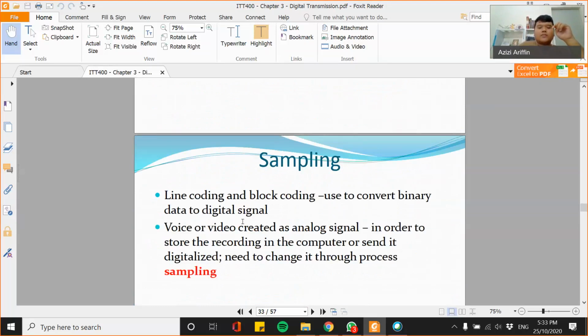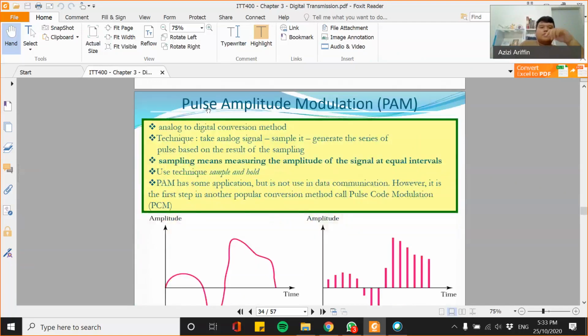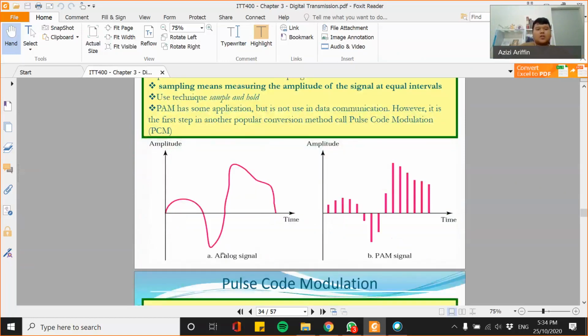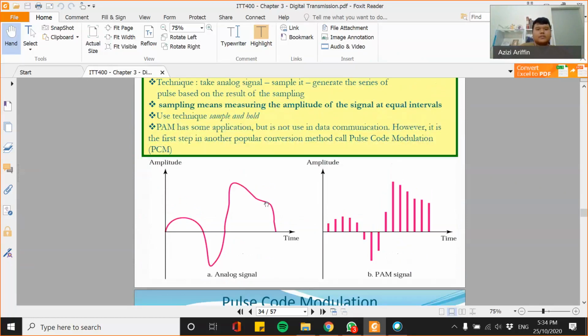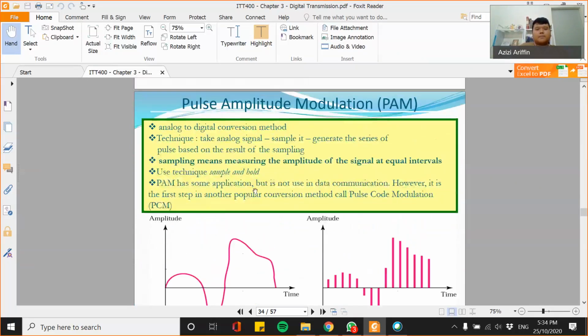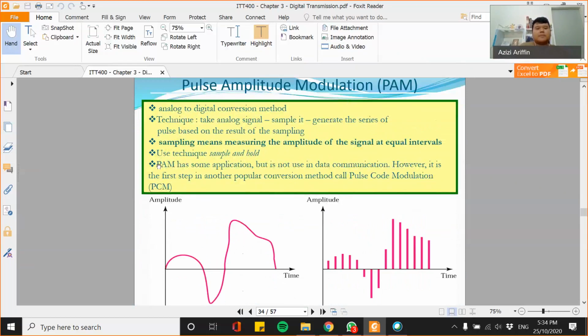Before we can do pulse conversion, we need to use sampling. For voice and video created as analog signals, in order to store the recording in the computer or send it to be digitalized, we need to do what we call sampling. The analog data has to be sampled first so that it can be converted to binary, right? So first, let's say we use pulse amplitude modulation. This is how we do the sampling. For example, we have an analog signal here. In PAM, the sampling means measuring the amplitude of the signal at equal intervals.